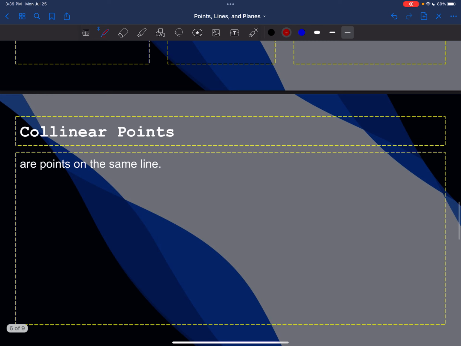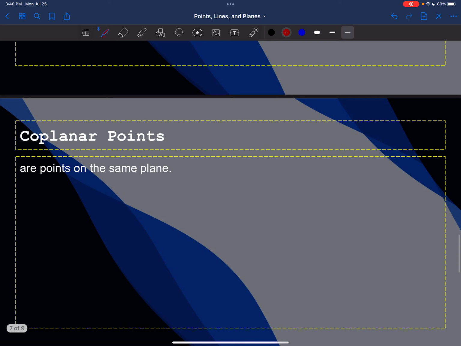Things that I need to talk about are collinear points. Collinear points are points on the same line. So I have these points A, B, C, and these points are on the same line, and we can say that A, B, and C are collinear, okay?